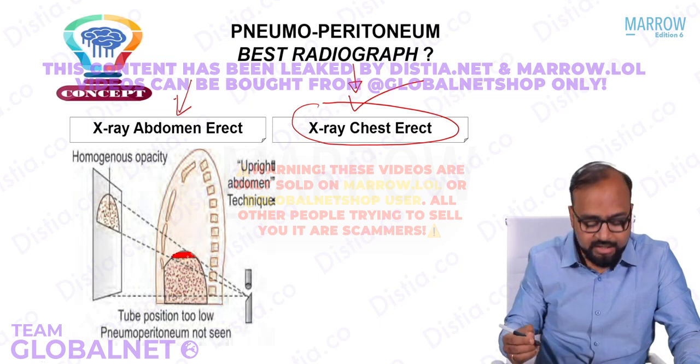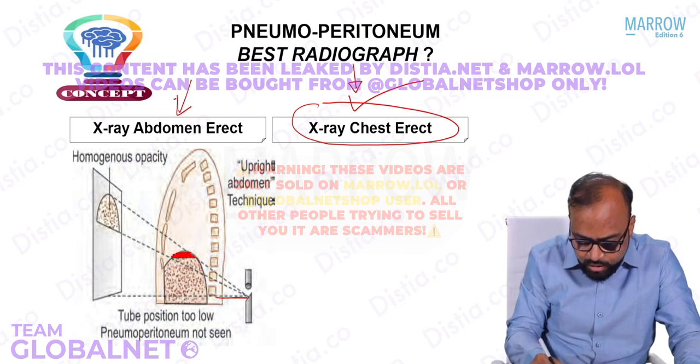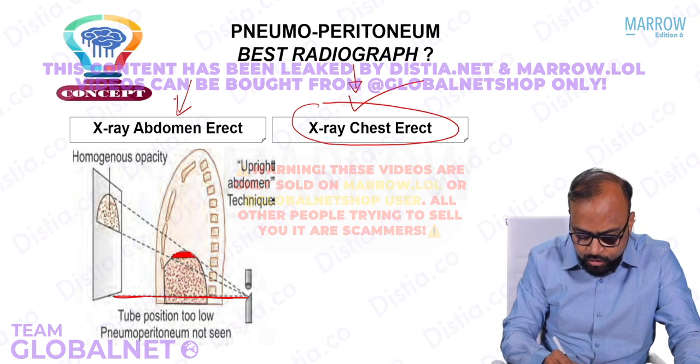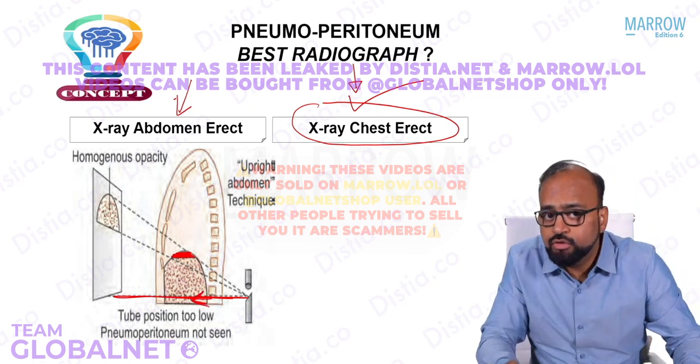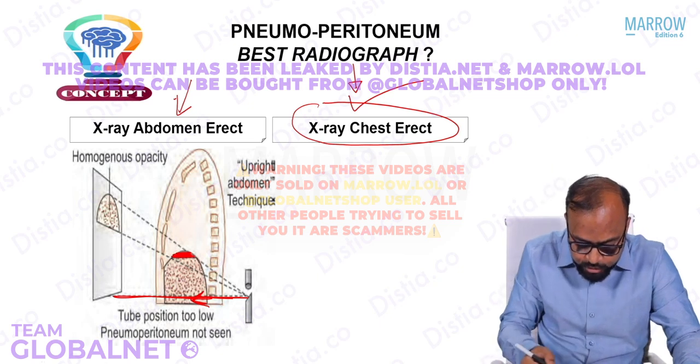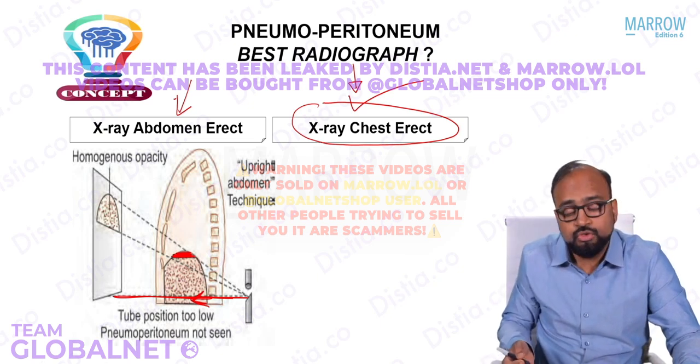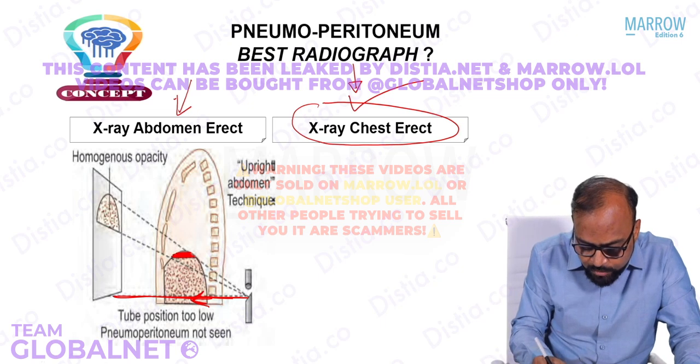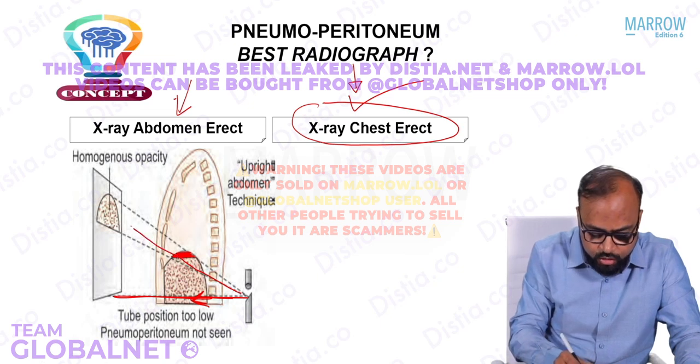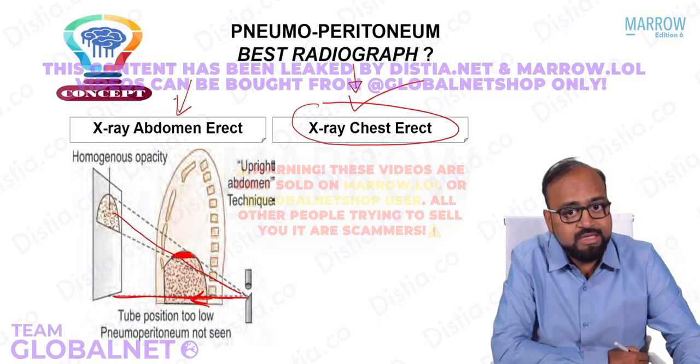when we do an x-ray erect abdomen, the horizontal x-ray beam, because the tube is centered in the central abdomen, is passing through the central abdomen. Is the central abdomen our region of interest? No. So the tube position is too low for the pneumoperitoneum. It may not be seen because an oblique X-ray beam is passing here. It first passes through the liver, then passes through the free air. So it may not be well depicted on the X-ray film.